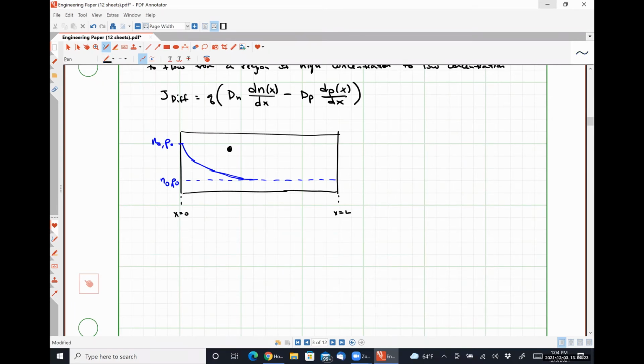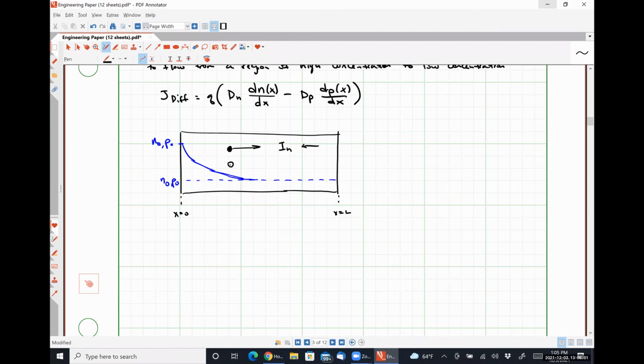Are they going to diffuse from left to right or from right to left? From left to right, because there's a lot more of them on the left side of the crystal than there are on the right side of the crystal. So the electrons diffuse this way, right? Which means the current due to the electrons is from right to left, because good old Benjamin Franklin screwed it up way back in 1797 or whatever, right?